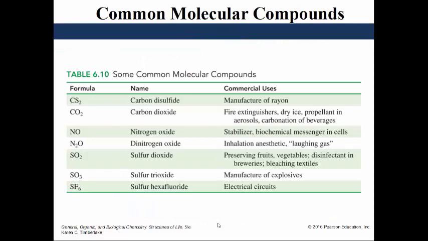Right, here's some common formulas and names for molecular compounds. CS2, carbon, that's the first nonmetal in the name. Carbon disulfide, because there's 2. CO2, we just talked about, carbon dioxide. NO, nitrogen oxide. N2O, dinitrogen oxide, there are 2 nitrogens. SO2, sulfur dioxide. SO3, sulfur trioxide, because there are 3 oxygens. And SF6, sulfur hexafluoride. Hexa means 6. Think of hexa like a hexagon, has 6 different sides.